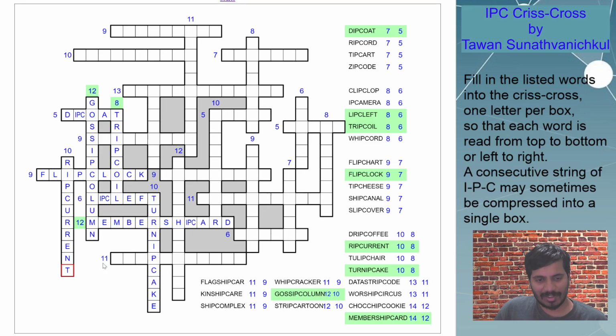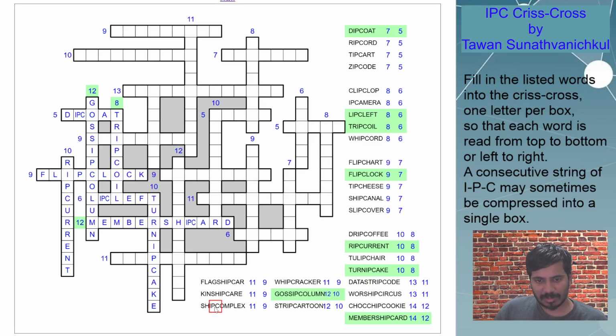Let's carry on. We have 11-letter word here where 4th character is P. So tulip is not possible. Drip is possible. Oh, sorry, 11. So I am looking at the wrong area here. So worship not possible. Data strip not possible.